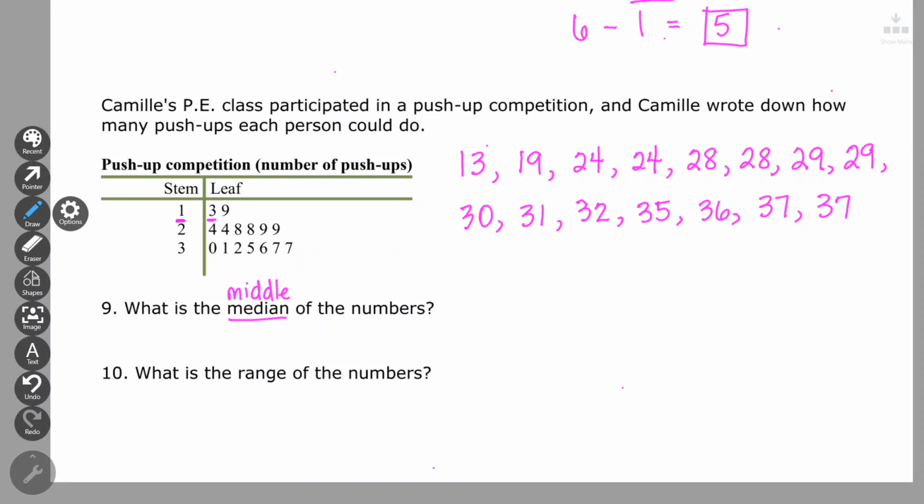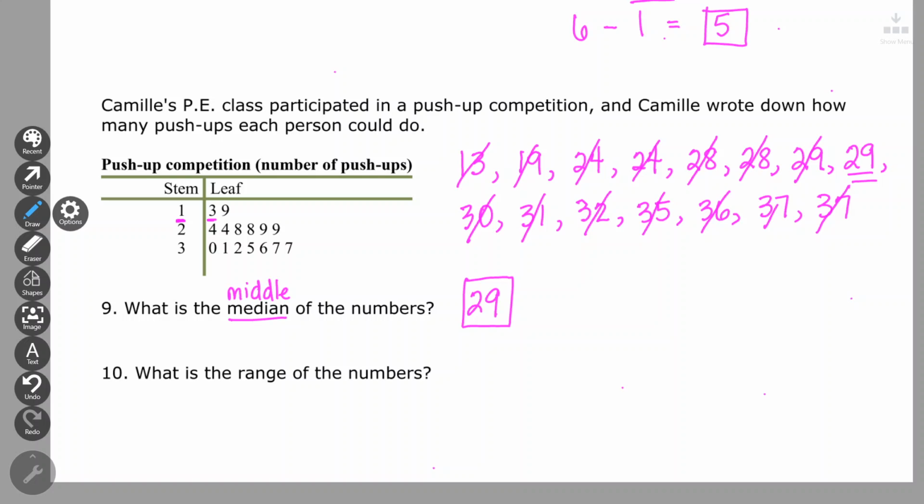We can simply strike the first and the last, the first and the last, and we can do that all the way until we get to the middle number. So the middle number would be 29. So the median of this data set provided in the stem and leaf plot would be 29.